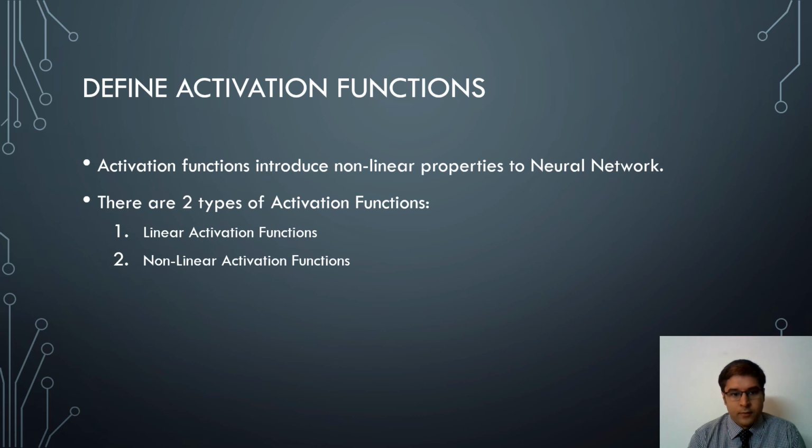Next, we define activation functions, the functions that are applied on the computational neuron. Activation functions can be of two types: linear activation functions and non-linear activation functions. Activation functions introduce non-linear properties to a neural network. That is useful when given a complex scenario, as the neural network should learn that scenario efficiently.